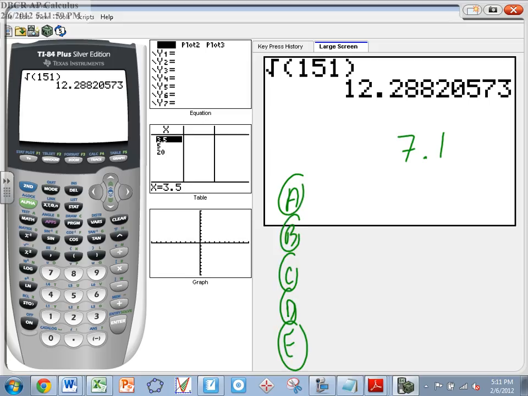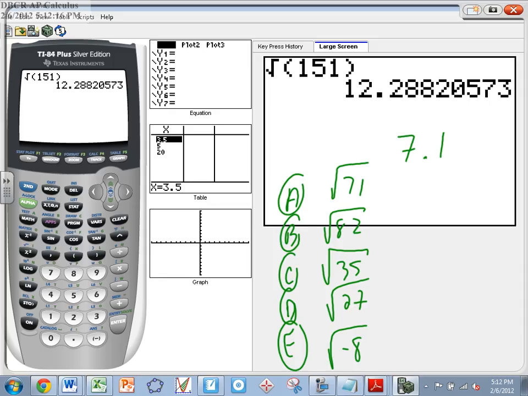Say your choices were radical 71, radical 82, radical 35, square root 27, and then the square root of negative 8. Now, clearly, choice E is out right away, because as we know from Algebra 2, a negative under the radical means it's imaginary. This is a real number, thus choice E is automatically ruled out.